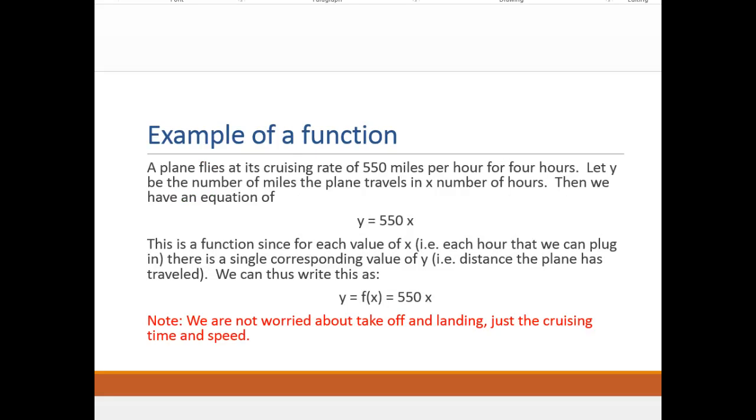Examples of functions. Well, let's look at a simple one. A plane flies at a cruising rate of 550 miles per hour for 4 hours. We'll let y be the number of miles the plane travels and x be the number of hours. Then we have an equation, y equals 550x. This is a function, since for each value of x, each hour that we plug in, there's a single corresponding value of y, in other words, the distance the plane has traveled, that we get out. Thus, we can write our equation y equals f of x, or f of x equals 550x. Please realize we're simplifying this. We're not worrying about taking off and landing, just the cruising speed and time.